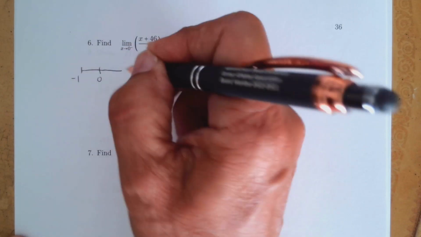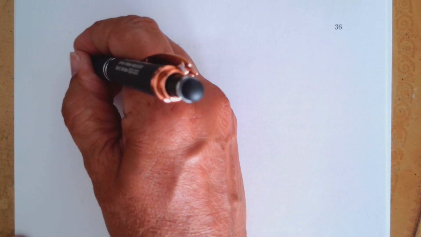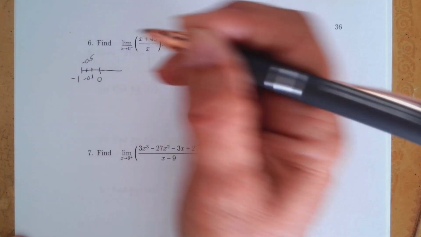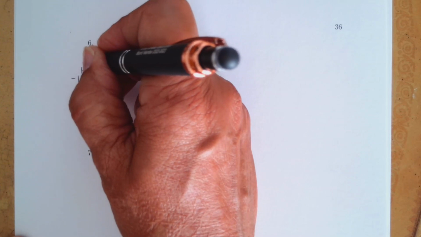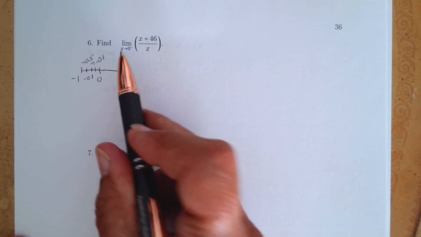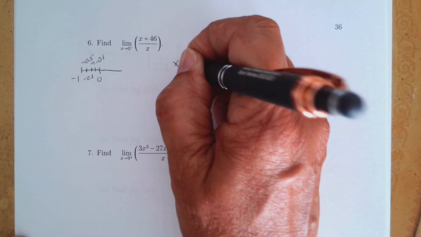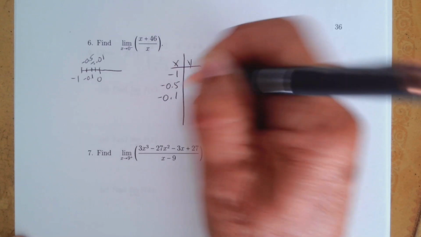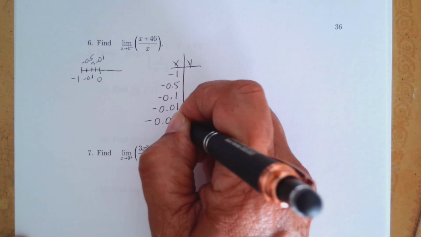So what are numbers that are going to get closer and closer to 0 between negative 1 and 1? So we know we can do negative 0.5, and then we could do negative 0.1, and then negative 0.01, right? So we want to get closer and closer to 0. So we're going to have 0.0001 as we get closer and closer. Okay. So I'm just going to pick some of those. So let's start with negative 1, negative 0.5, negative 0.1, negative 0.01, negative 0.001. That should be good enough.